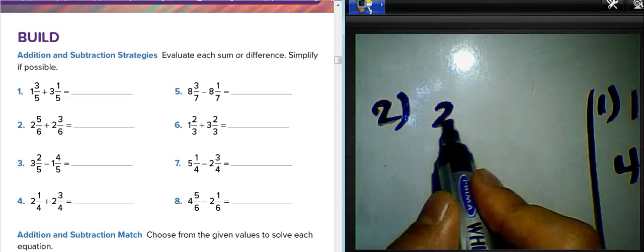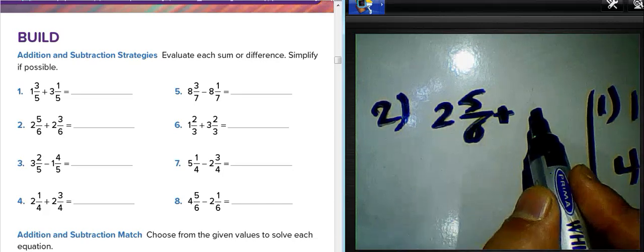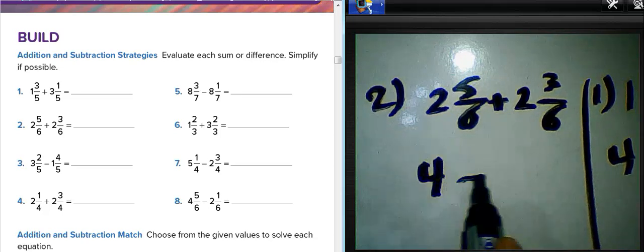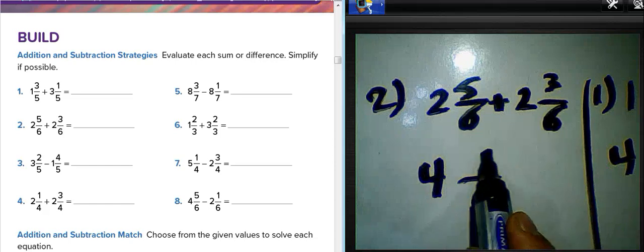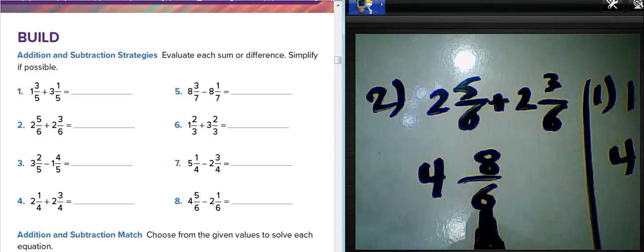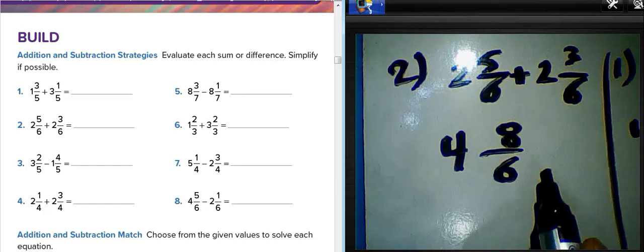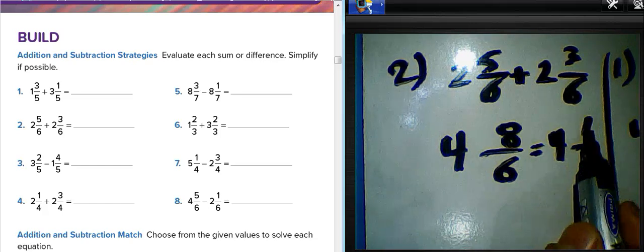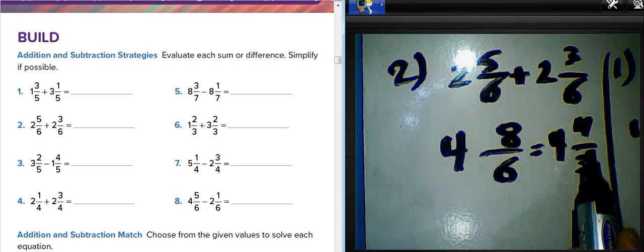Question number 2, 2 and 5 over 6 plus 2 and 3 over 6. We can find the result. 2 plus 2 equal 4 and write 6 in the numerator. 3 plus 5 equal 8. But 8 over 6, we can simplify it because 8 is greater than 6 and 8 and 6 are even numbers. We can divide it by 2 here to simplify it. 8 divided by 2 equal 4 and 6 divided by 2 equal 3, and we have 4 over 3.